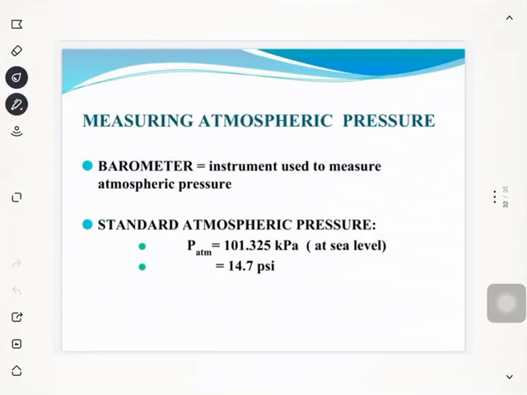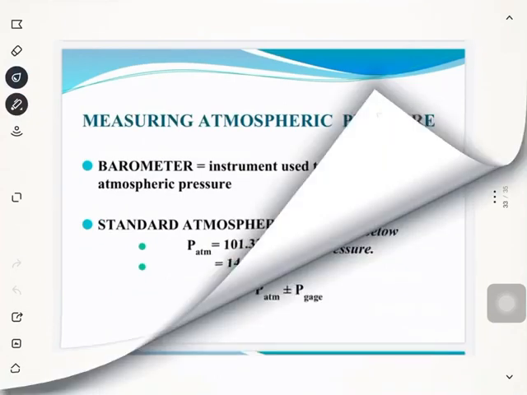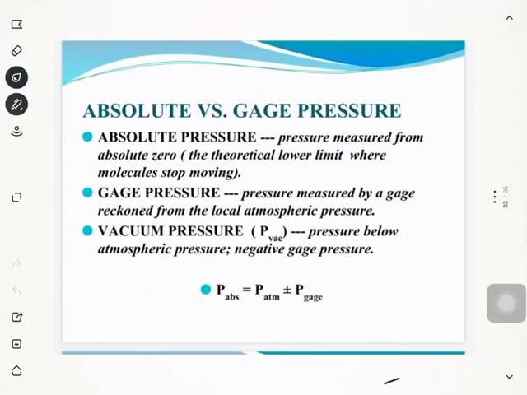So to measure the atmospheric pressure, we have the device called the barometer. This is the instrument used to measure the atmospheric pressure. So as I've said, we have standard atmospheric pressure at sea level, that is 101.325 kilopascal, or this is equivalent to 14.7 pounds per square inch.